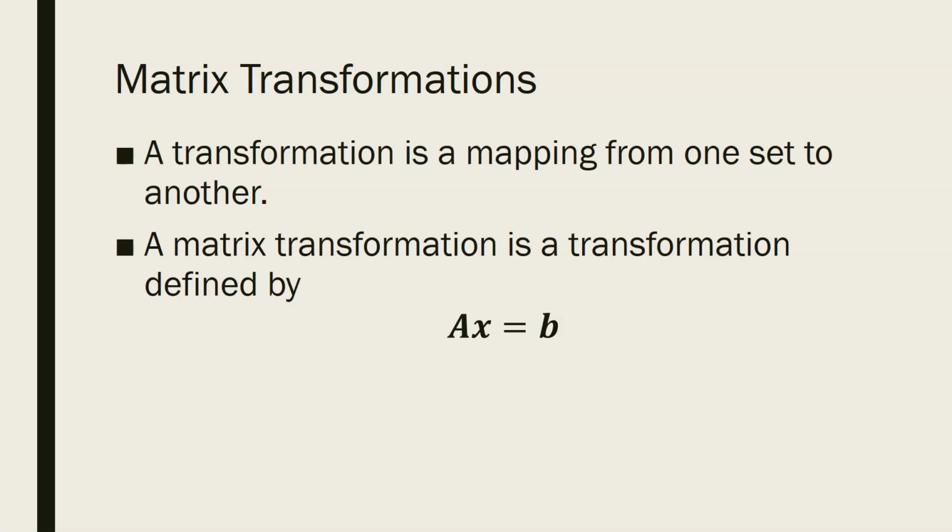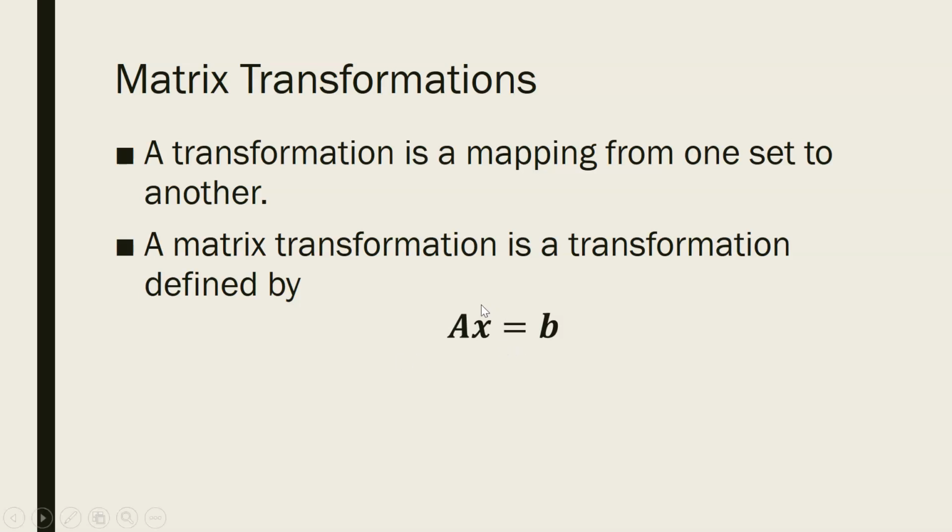Now, if you recall from Chapter 2, a transformation simply means a mapping from one set to another. So we're going to take a mapping from one vector space to another. In particular, we're going to focus on matrix transformations. And a matrix transformation is a transformation defined by a matrix multiplication.